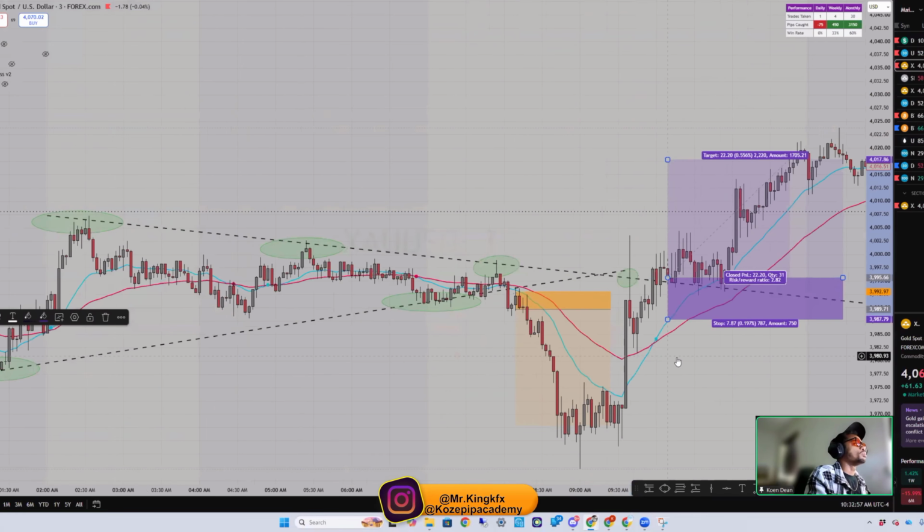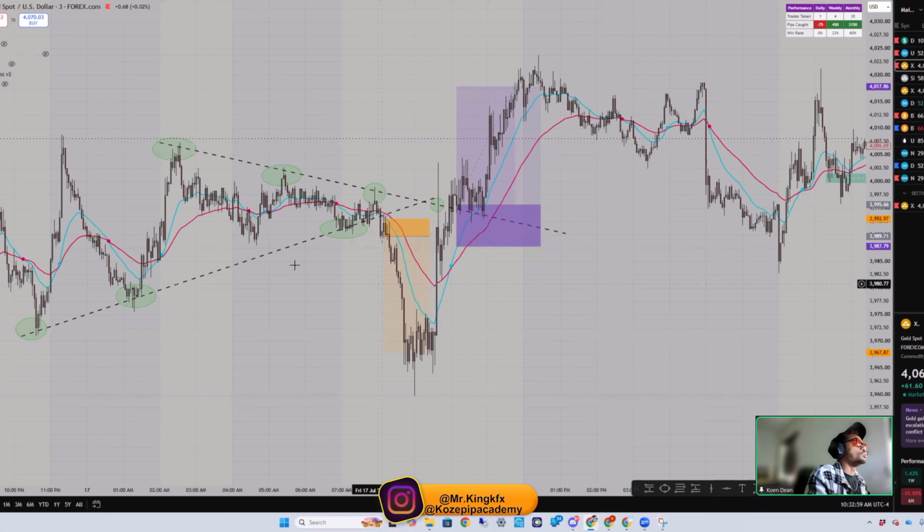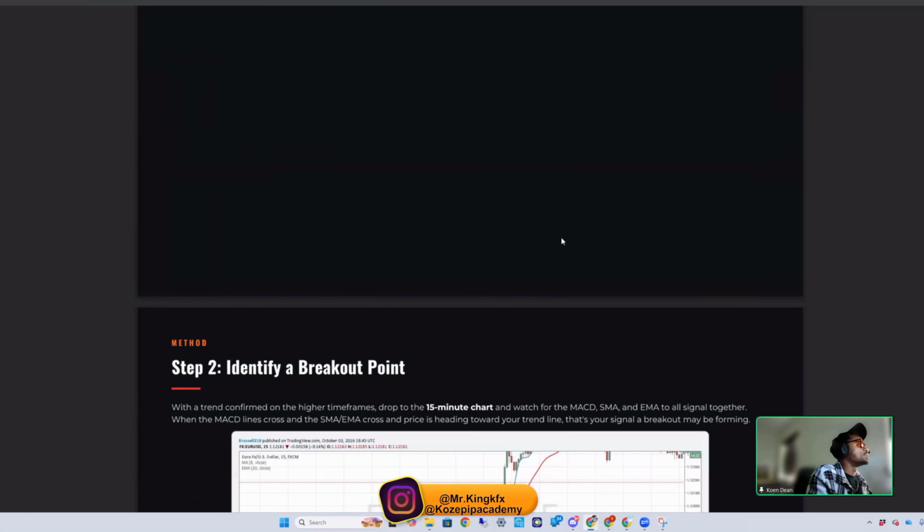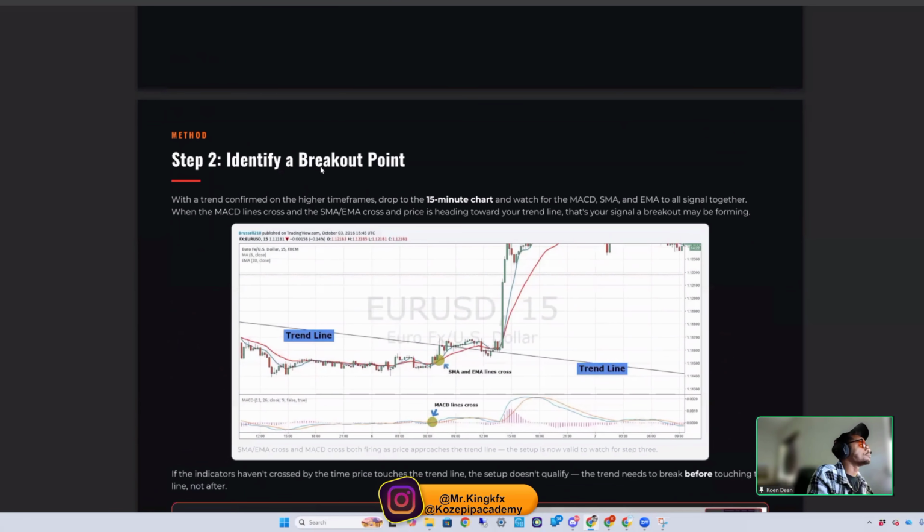So this is a perfect example of how you can take advantage of those 3 top trend break strategy, right? 1, 2, 3 touches, we get 3 candles below, and then we get our sell. So it's a 3 and 3, 3 and 3. So diving back down a little bit lower, identify a breaking point. You're going to drop down to the 15-minute to identify the breaking point.